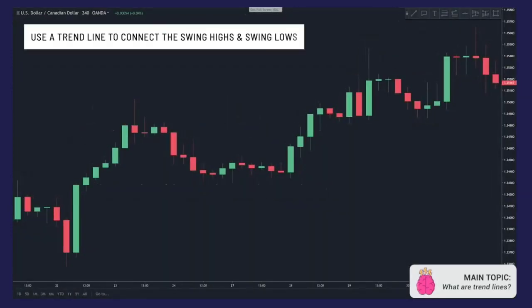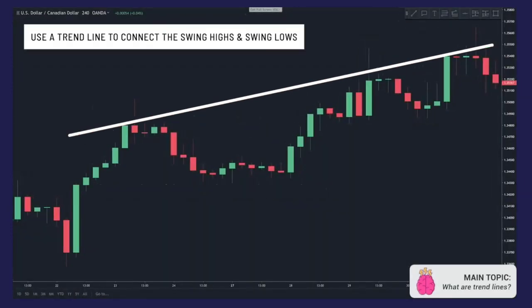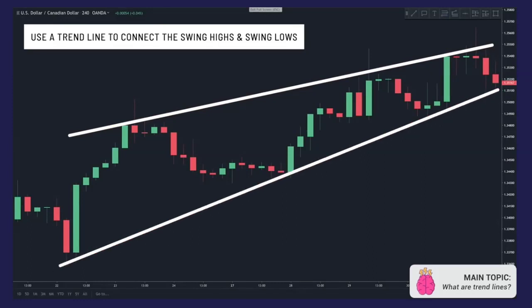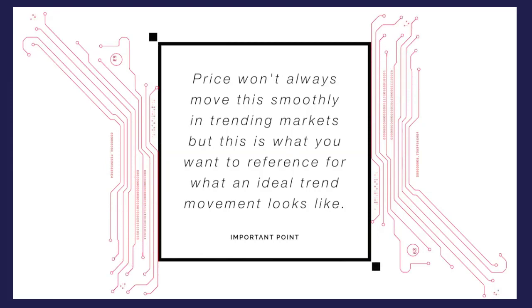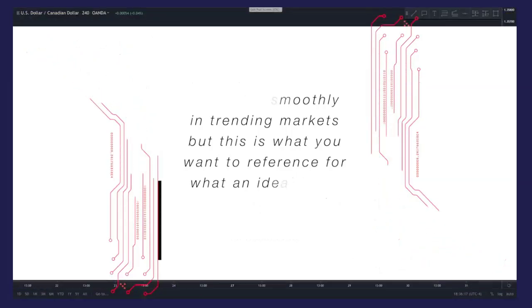Now a trend line is then applied to connect the swing highs along the top and swing lows along the bottom. Now this is an important point. Price won't always move this smoothly in trending markets, but we are showing you this as a reference to what an ideal trending price movement looks like.